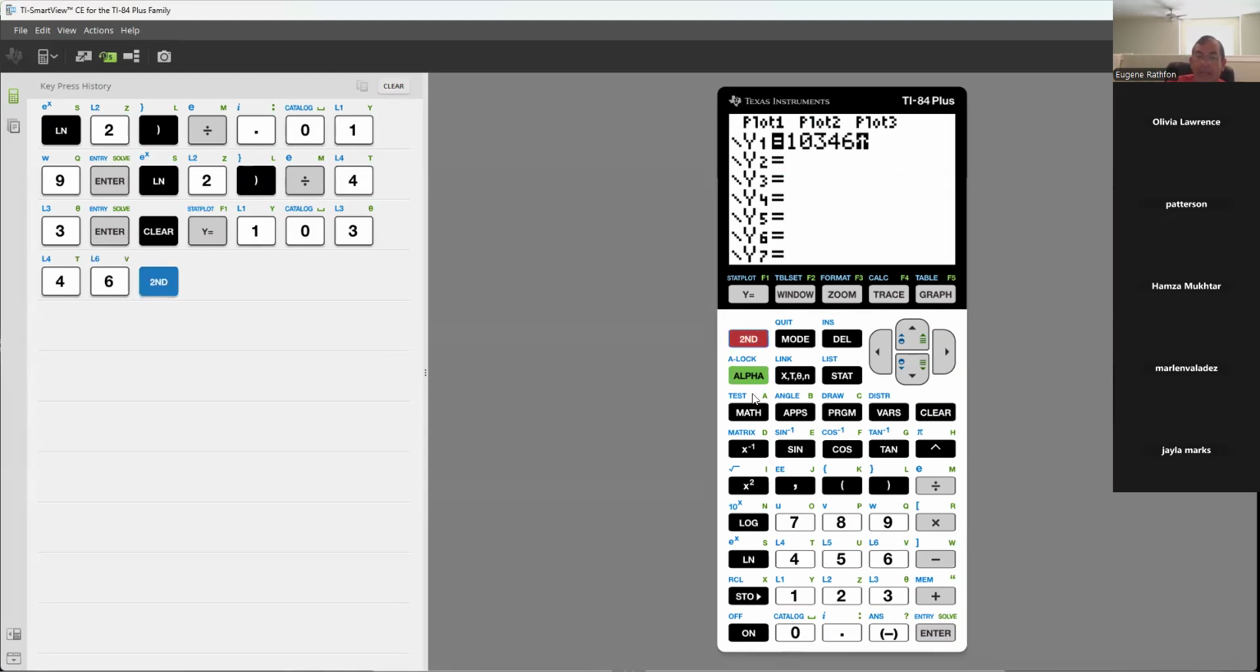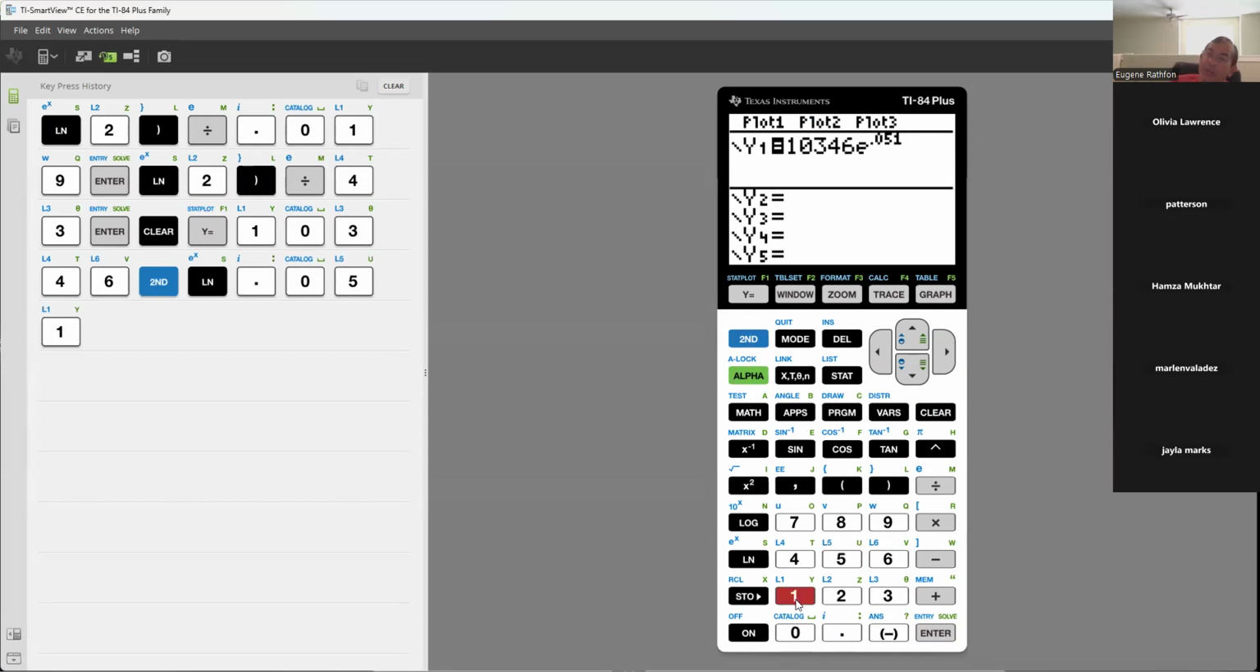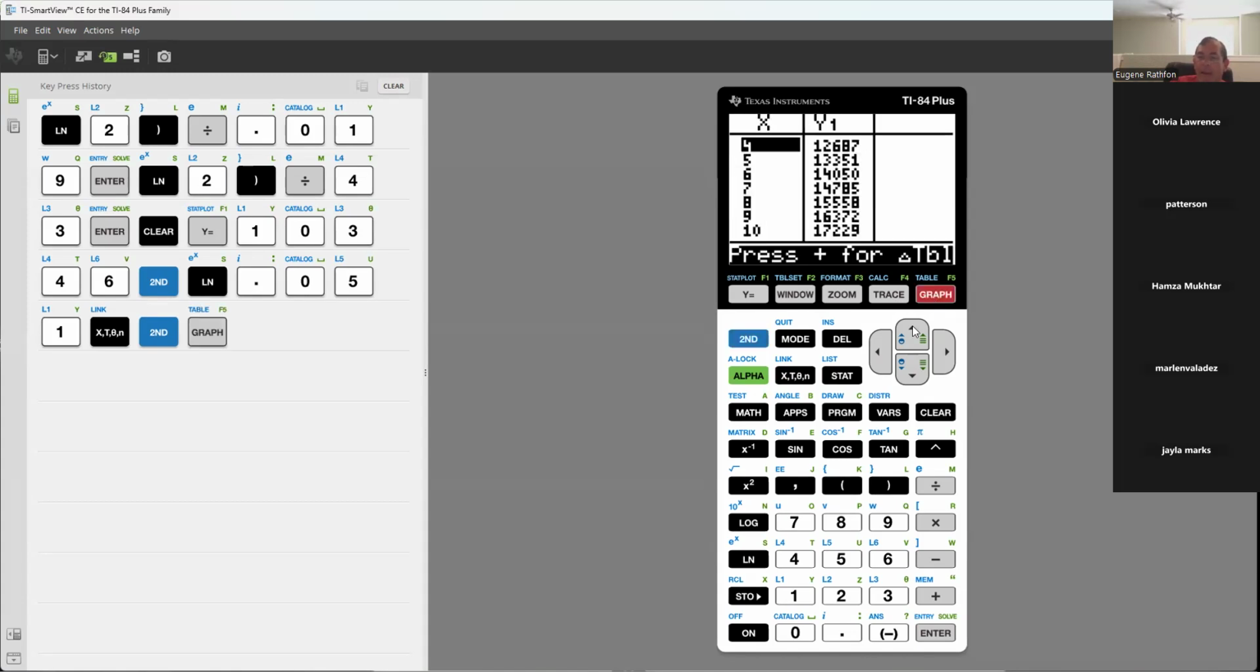Then I'm going to grab second ln to get e with the exponent. And then that was 0.051. Now remember, you can't use t here. You got to use an x for the variable on this. Okay? So there's my formula. Now, I don't even care about the graph. I want to go to the table. So if I hit second graph and go to the table, let me go back up to 1 was where I started. So this would be x equals 1 or t equals 1.